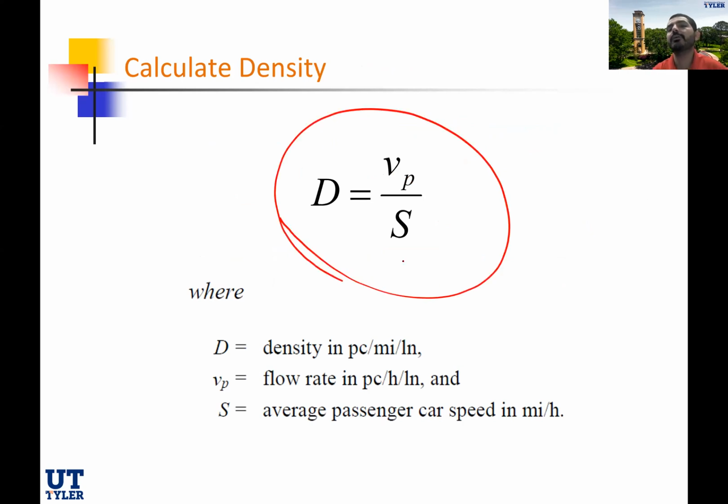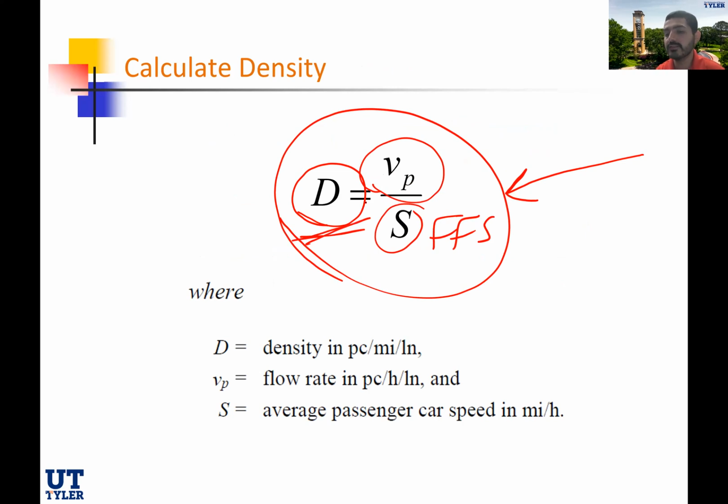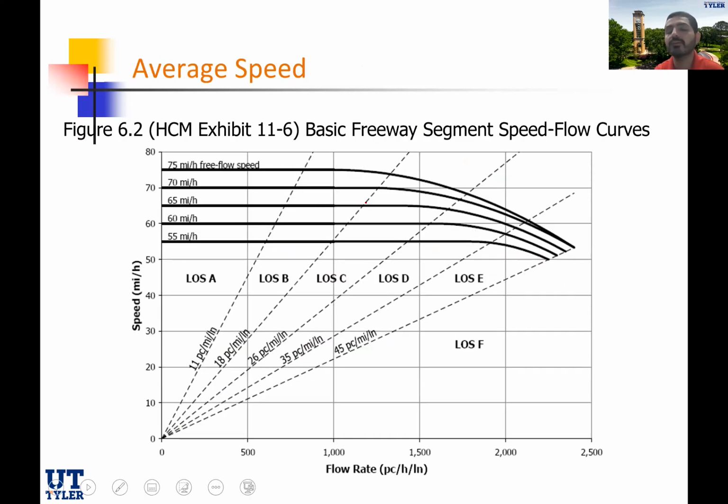Then this is the same equation that we used in chapter 5, so I'm not going to give that to you. If you get the VP and if you get S, which is the FFS, the free flow speed, you divide the two to get the density. Once you get the density, you can go now to this graph, very famous. And honestly, you will be using it in the exam.